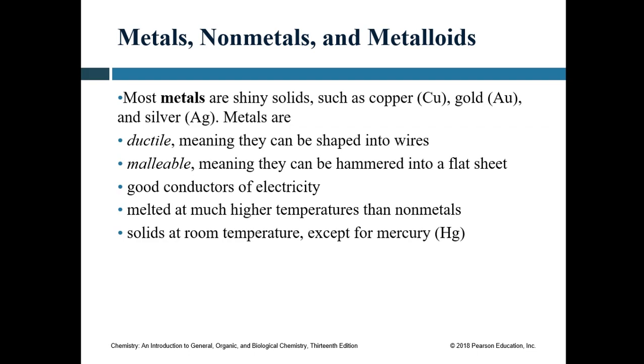So let's talk about metals. What kind of characteristics do they have? They're shiny solids. They are ductile, they can be shaped into wires. They're malleable, meaning they can be hammered into a flat sheet. They're good conductors of electricity. They melt at a higher temperature than nonmetals, and they are solids at room temperature, except for the metal mercury.